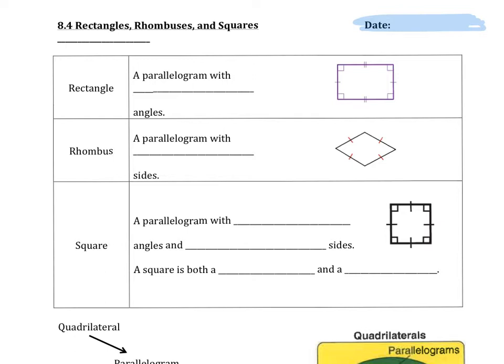A rectangle is a parallelogram with 4 right angles. Notice our right angles are highlighted over there. Moving on to a rhombus. A rhombus is a parallelogram with 4 congruent sides.